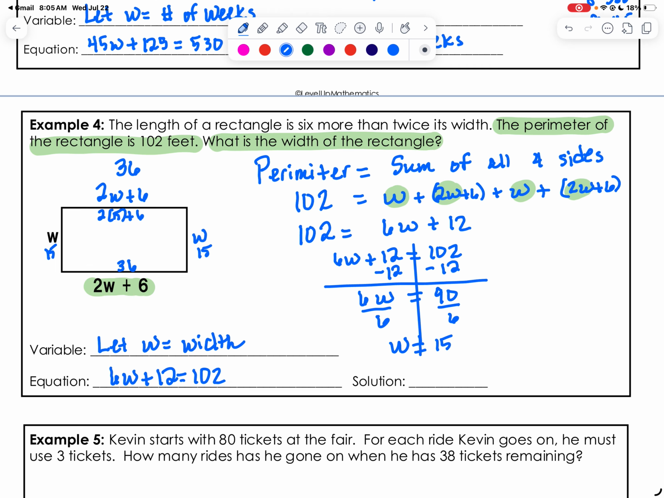Now I could add all those sides. 36 plus 36 plus 15 plus 15. Well, 36 plus 36 is 72. 15 plus 15 is 30. And if you add those up, you get 102, which is exactly what they said the perimeter would be. So our solution is the width was equal to 15, and it did give me the units, 15 feet.